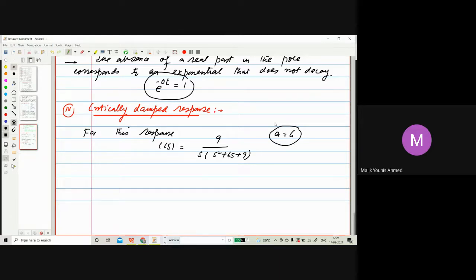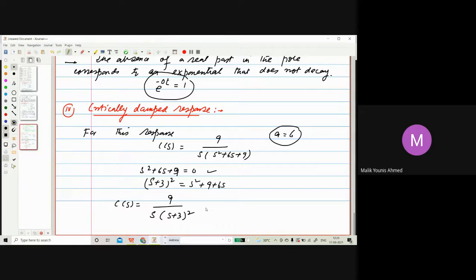Now what will we be getting? S square plus 6S plus 9 is 0. So we can simply write it as S plus 3 whole square. Sorry, this is 9 here. S square plus 9 plus 6S. So we are getting it, and we can write this response as C of S equals 9 divided by S times S plus 3 whole square.